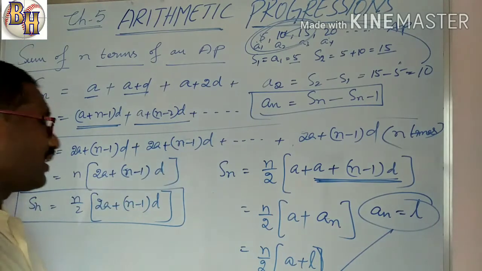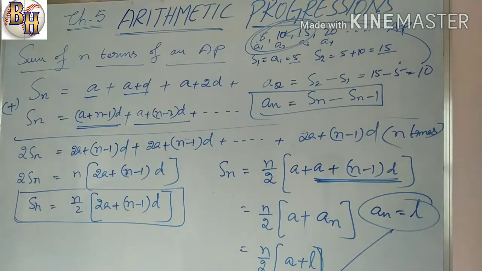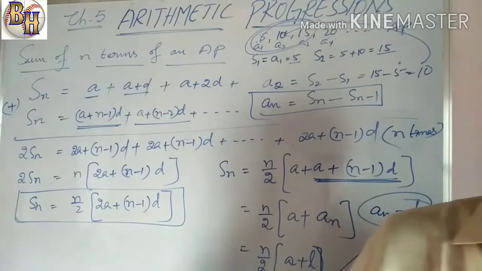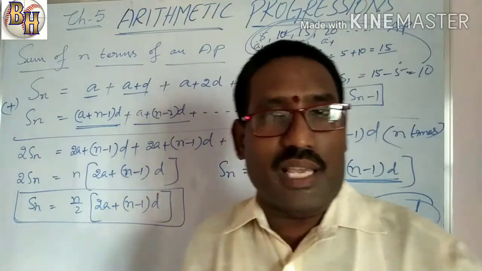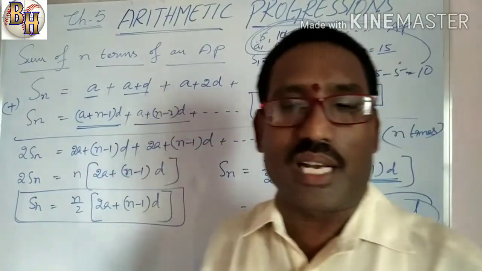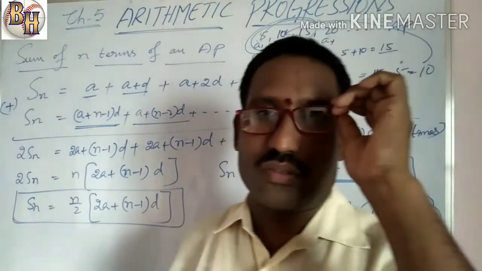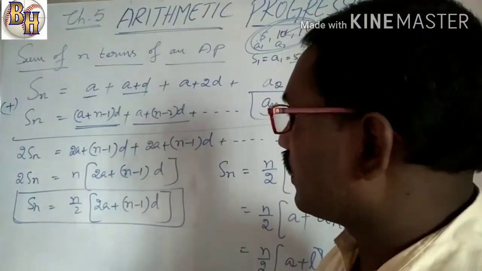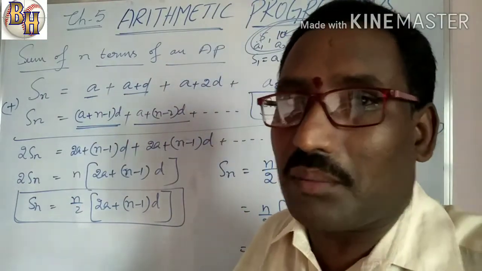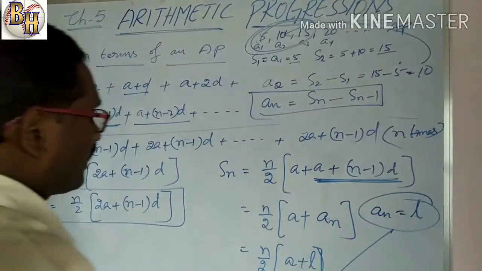This is the An. This is the Sn. Sn is equal to, what is the formula? n by 2 into 2a plus n minus 1 into d. Here a means the first number, d means the common difference, and n means the number of terms, the term number.